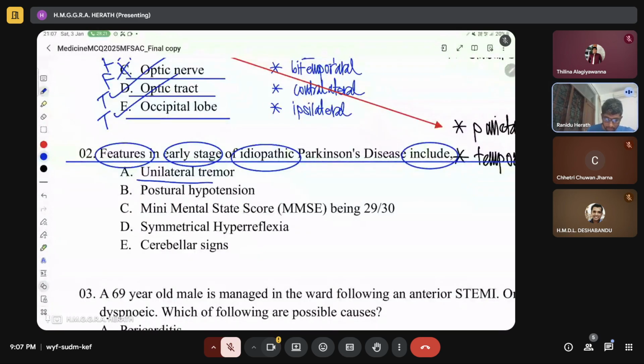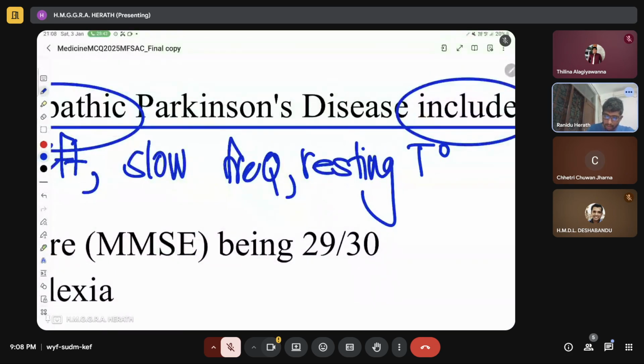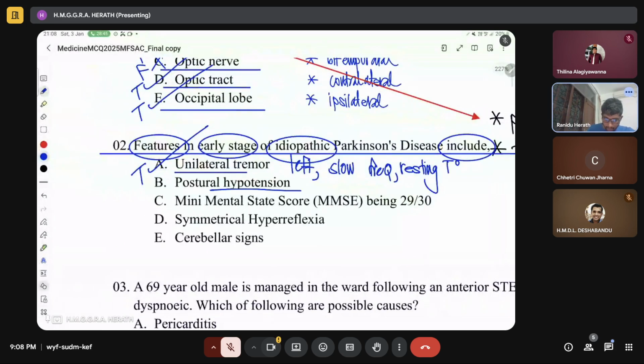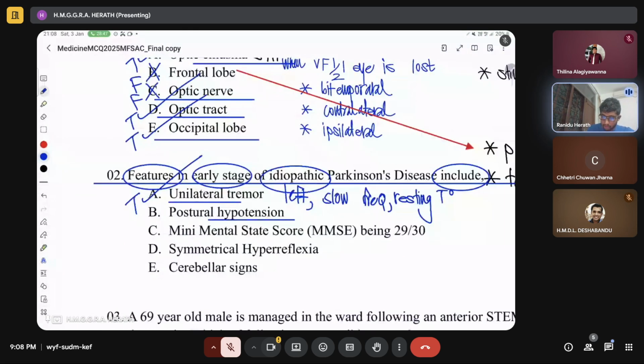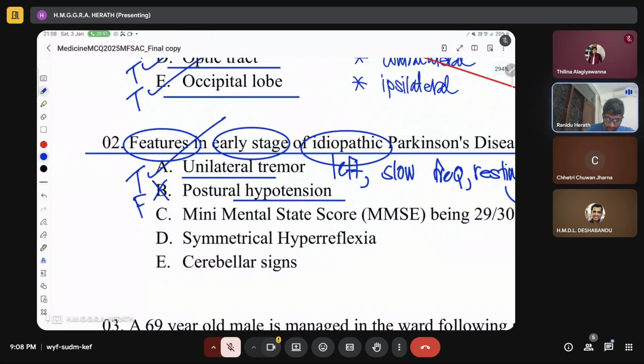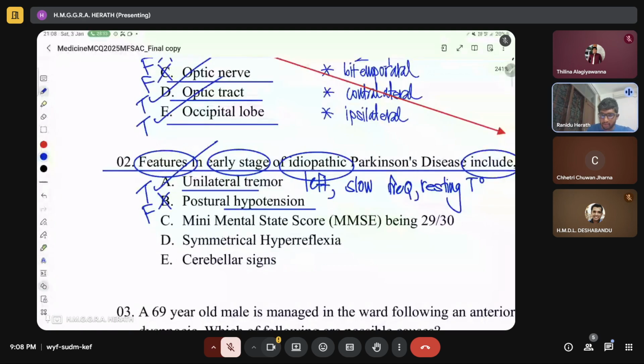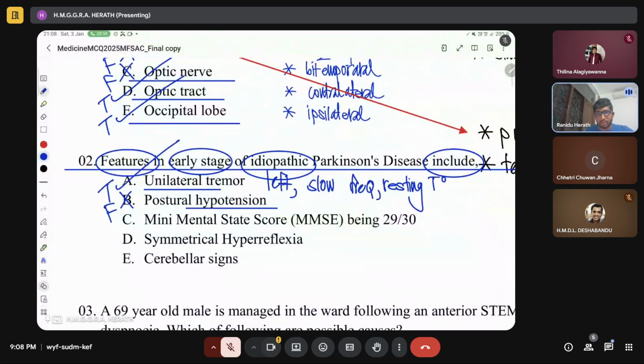Unilateral tremor, true or false? Early stage. True. Which side is more common to get Parkinson's tremor? Left or right? Usual patients get left-sided, slow frequency, resting tremor. Understood? True. And then postural hypotension. False. Postural hypotension, is it true? False. Autonomic nerve involvement, bladder, bowel, sexual dysfunction, and also postural hypotension are early features of atypical Parkinsonism, not idiopathic Parkinsonism.